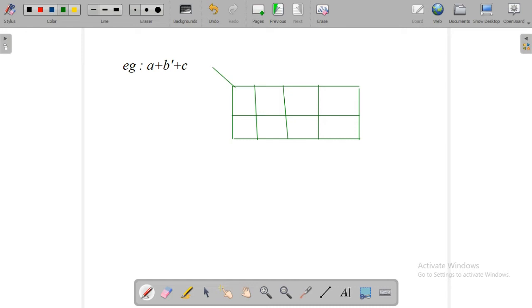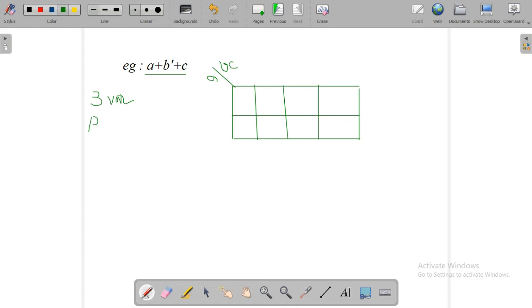The next example, a plus b dash plus c. So here a plus b dash plus c means there are 3 variables. So a 3 variable K-map we have to draw. One vertical axis we are writing only one variable a, then the remaining 2 we have to write here: a, b, c. The numbering systems, everything is same in the case of SOP and POS. A plus b dash plus c means we know that is a POS.